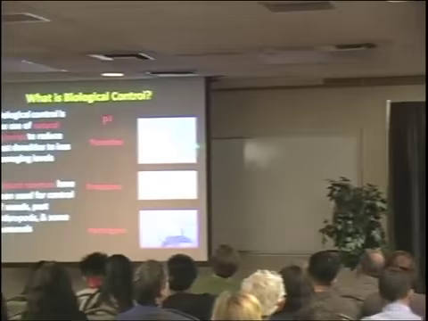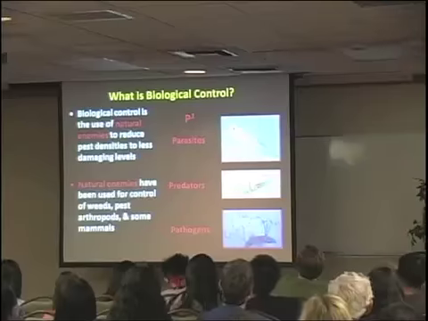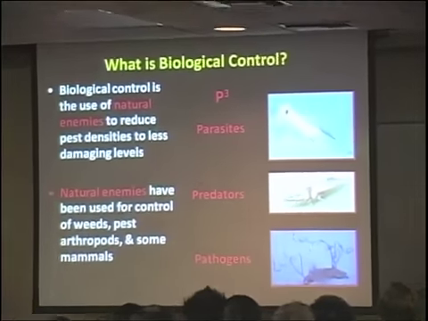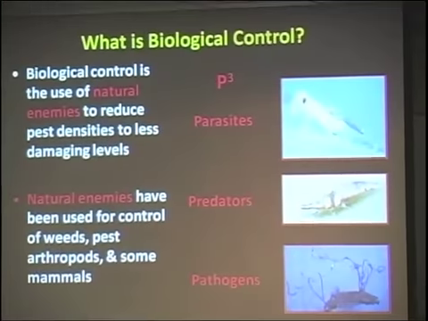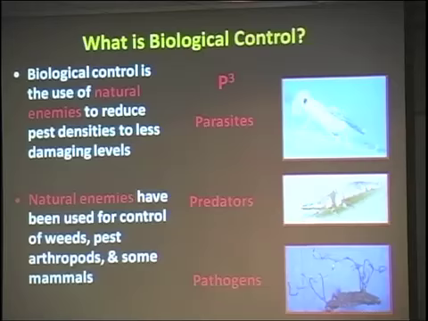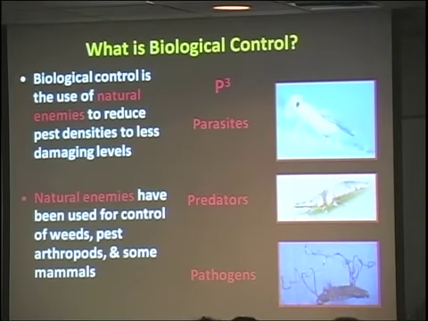Natural enemies have been used for the control of invasive weeds, invasive mammals, insects, and mites, and some plant pathogenic diseases. And here are some examples of natural enemies. I do a lot of work with parasites or parasitoids, which attack the pest. This is a whitefly parasitoid, and this female is laying her egg inside the host. And when that egg hatches, the parasite larvae feeds inside the host, killing it.